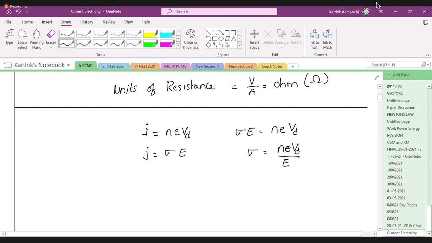Now see, N e by E, if I'm taking it as constant, can I say your sigma is proportional to your VD? Conductivity is proportional to drift velocity. Now, temperature increases, collisions increase. When collisions increase, tau decreases. When tau decreases, VD increases.